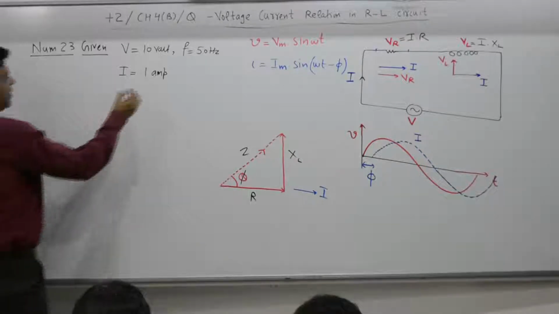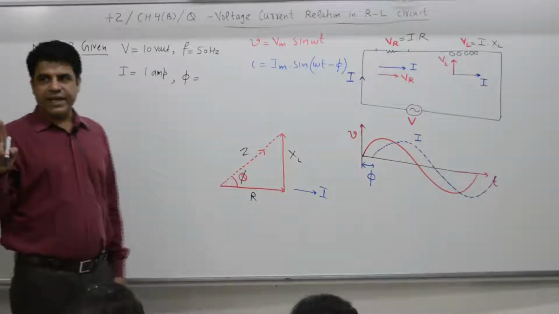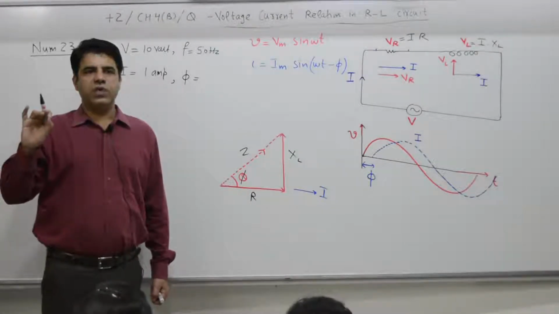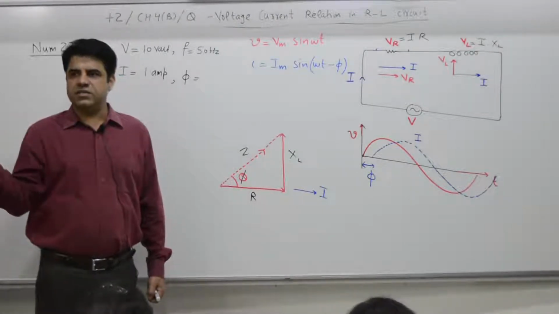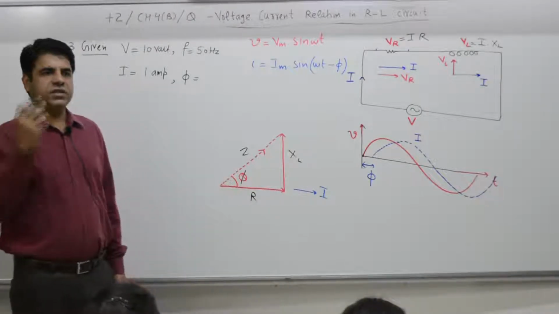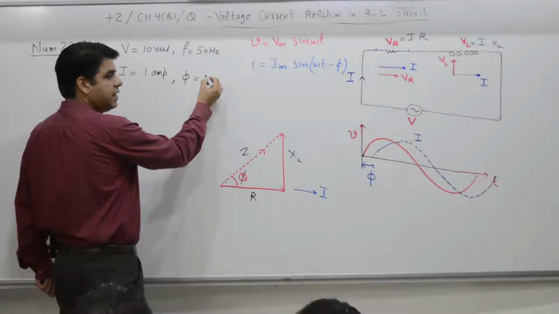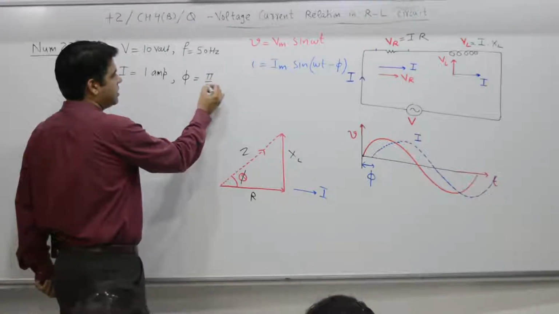Phi. It is given that voltage leads. Agreed? You have to write it as current lags. If current lags, the circuit is inductive in nature. Current lags by what? Pi by 3. That means what? 60 degree.